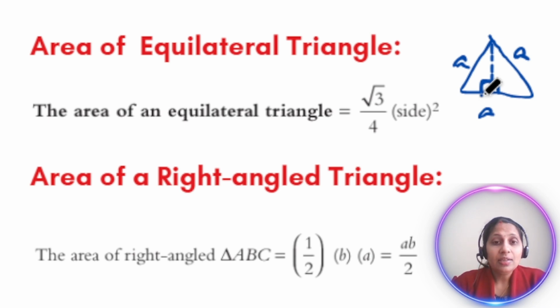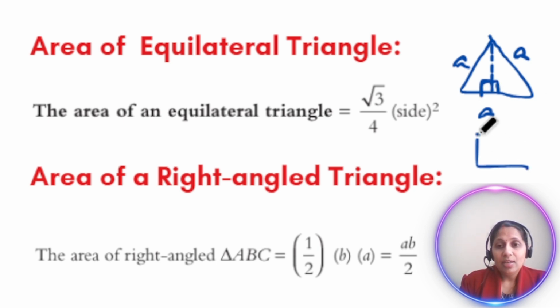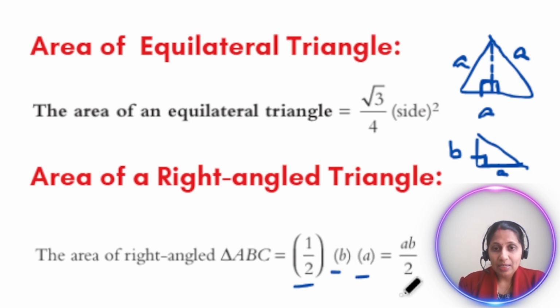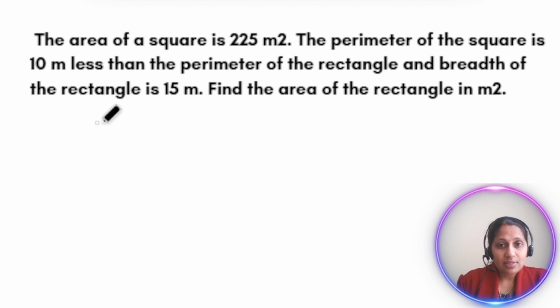Okay. In the case of a right angled triangle, one of the angles is 90 degrees. Here it is clear that the base is A and the vertical height is B. So you can simply use the triangle formula, which is half of A times B, which is AB by 2. Solve a problem based on this.